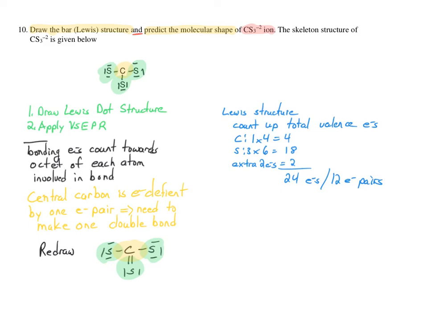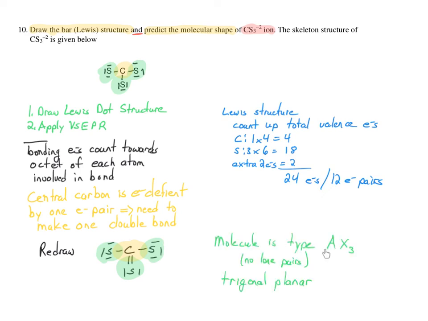Let's recount the electrons around each atom. This sulfur has 8. This sulfur has 8. And the carbon atom now has 8 valence electrons. Now all of the 4 atoms have satisfied their octet.